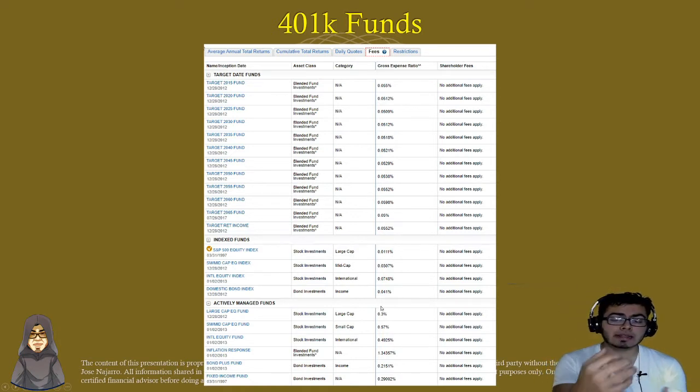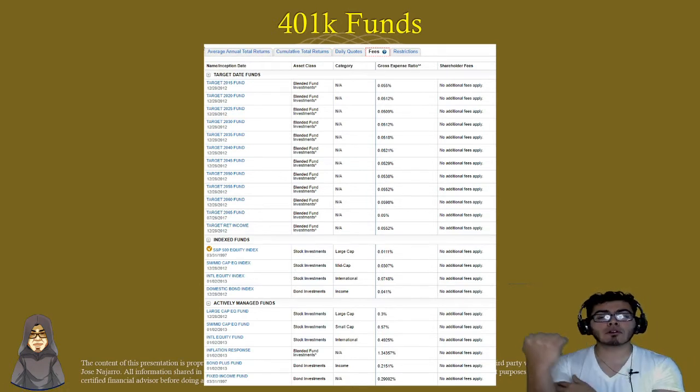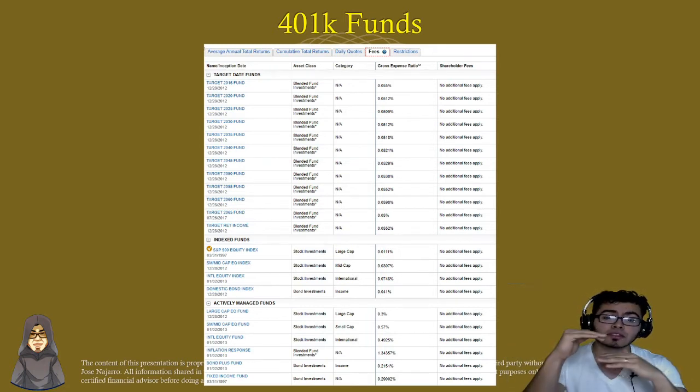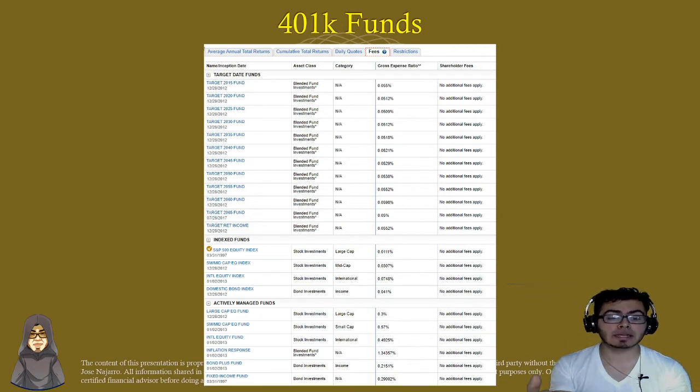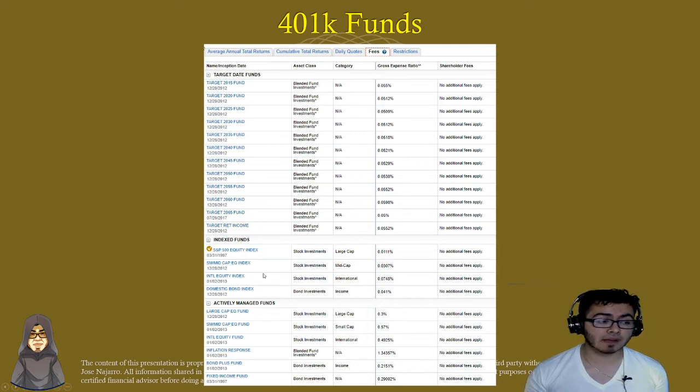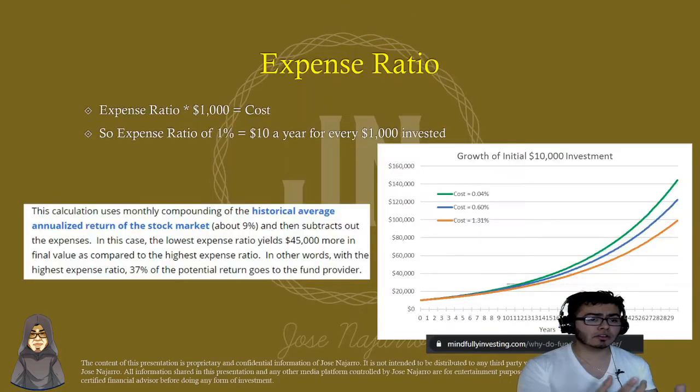I just want to say those are not the actual numbers. It's a percentage of how much you have invested, not a flat dollar amount. But it's a great, easy way to see the difference between the gaps in price. So you can see I personally like the S&P 500 because I think you get the best returns from there. So let's talk about the expense ratio.